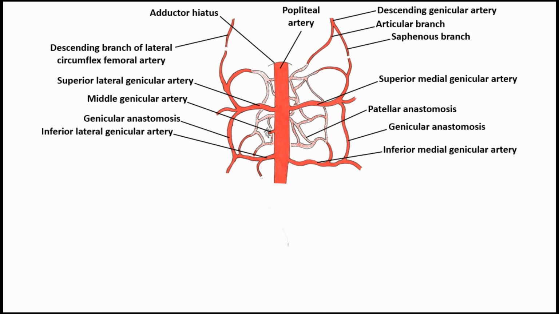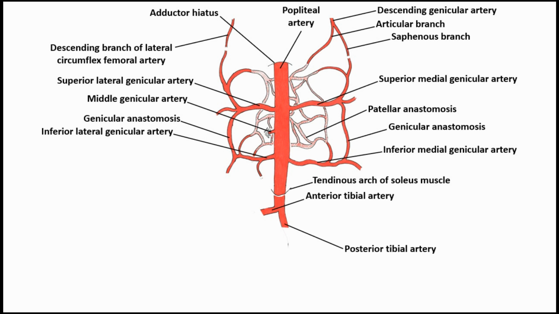The popliteal artery ends as it passes through what's referred to as the tendinous arch of the soleus muscle. It's going to be traveling into the posterior leg, passing through a gap in the soleus muscle, and at that point it's traveling in the space between the superficial and deep posterior compartments of the leg. It's going to branch into an anterior and posterior tibial artery, and the posterior tibial artery continues inferiorly in the posterior region of the leg.